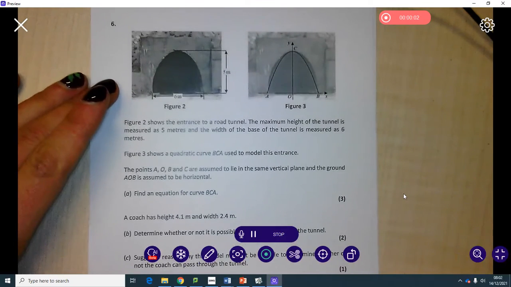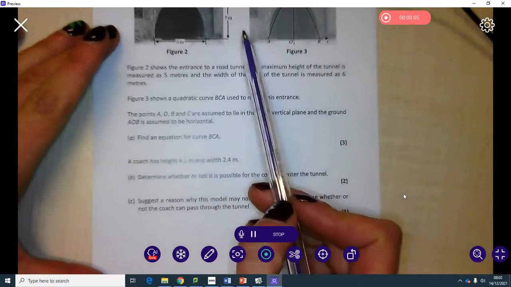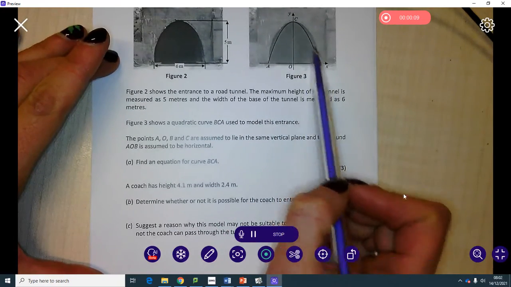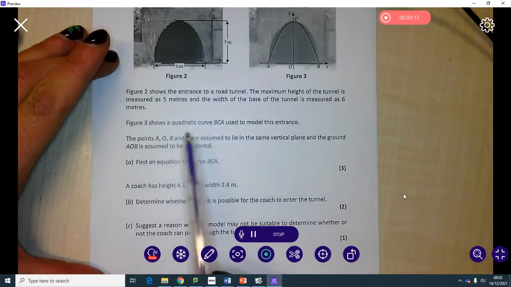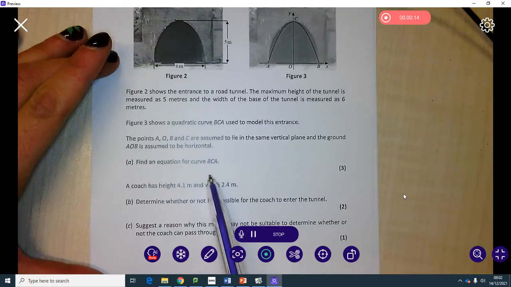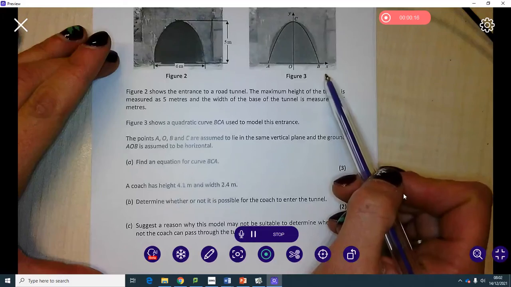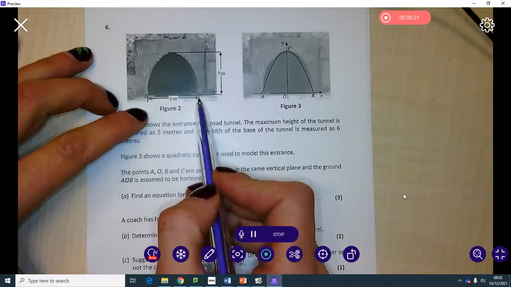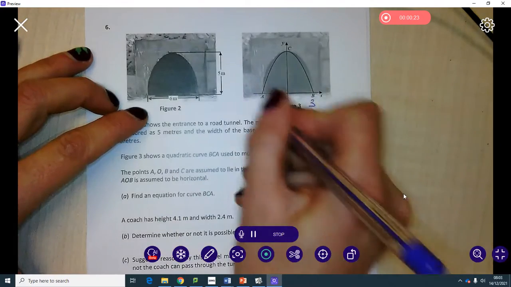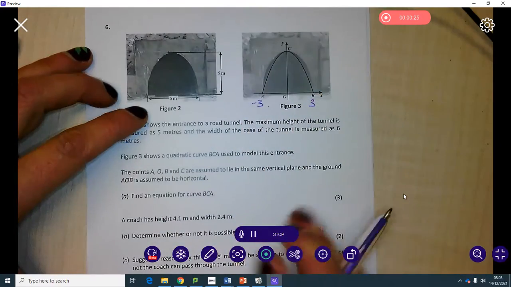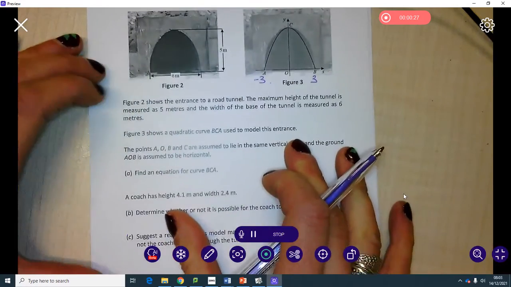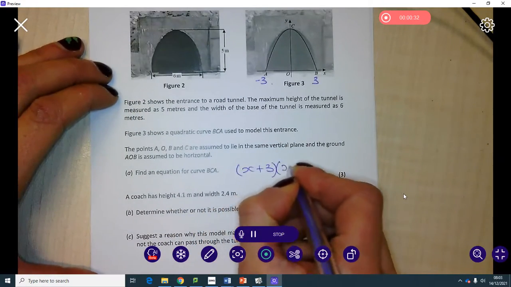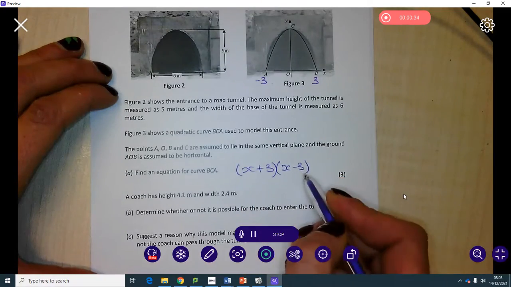Paper 1, question 6. We have here a quadratic which has been modelled onto the opening of a tunnel, and we're asked to find an equation for the curve of this quadratic BCA. Using the information in the question, we know that it is 6 metres wide, so that would give us x-intercepts at 3 and -3. So we know that two roots must be x add 3 and x take away 3.